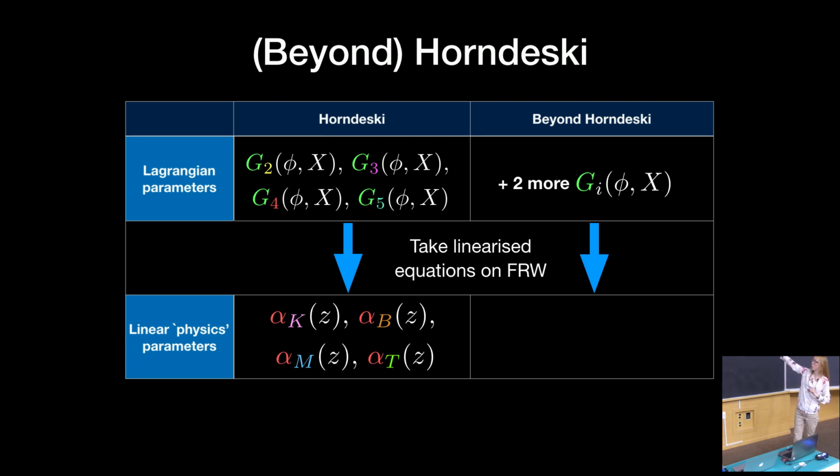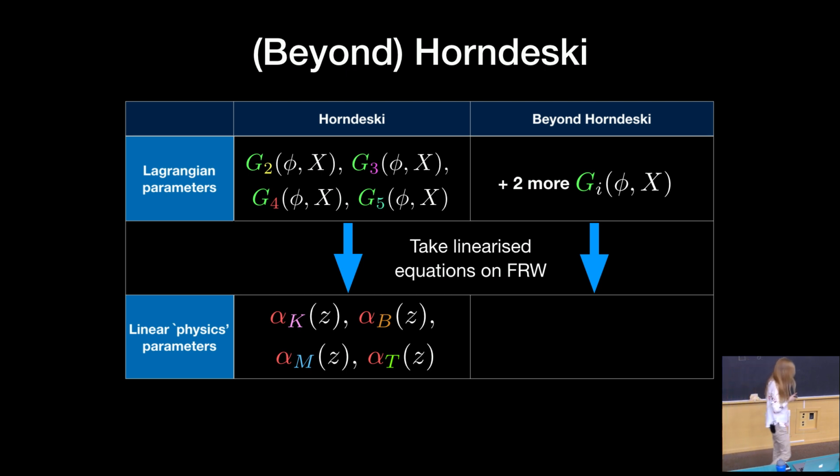And so there are still 4 of them. They're called alpha K, alpha B, alpha M, and alpha T. And I'll tell you why in just a moment. And they're functions of redshift. Sorry, why they're not functions of scale? Because note that the Horndeski Gs were not functions of scale either, right? So the scale dependence is actually already taken out in the Horndeski action, which is different to mu and sigma, which might be what you're thinking of.